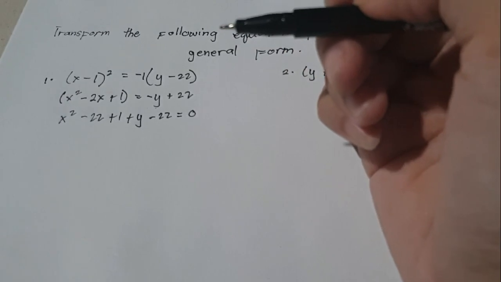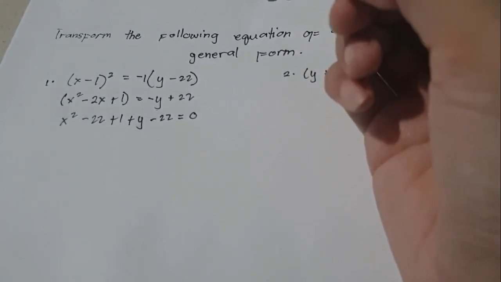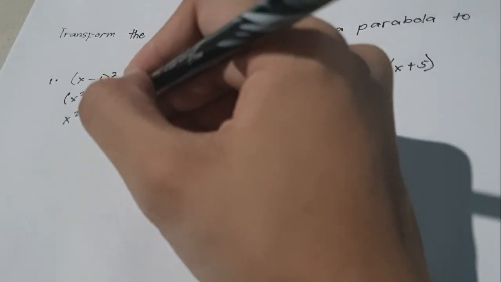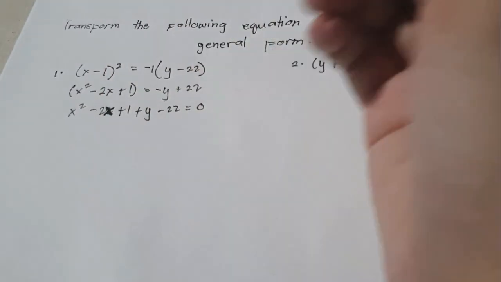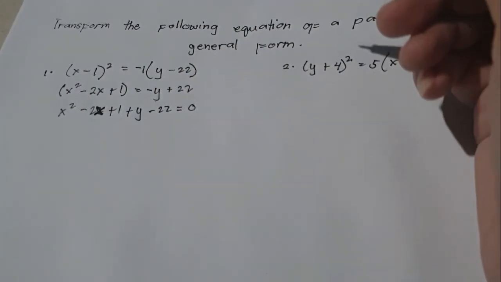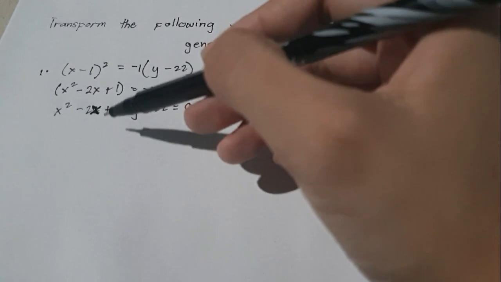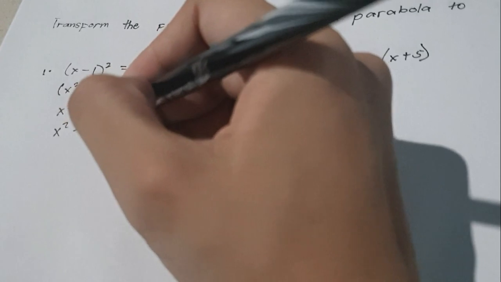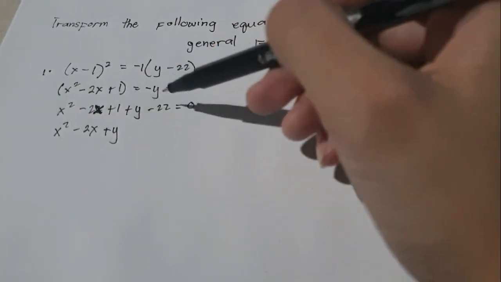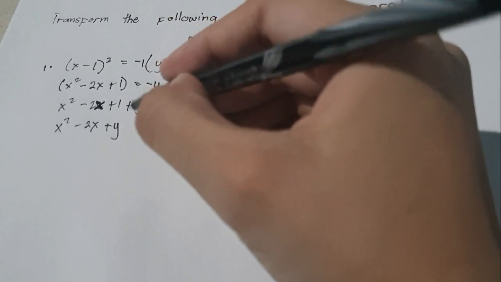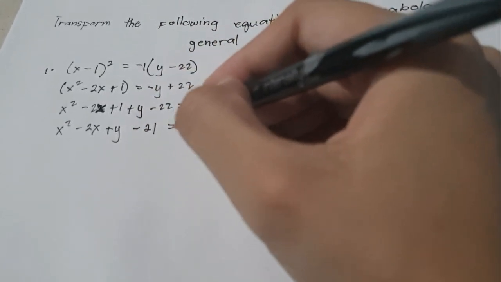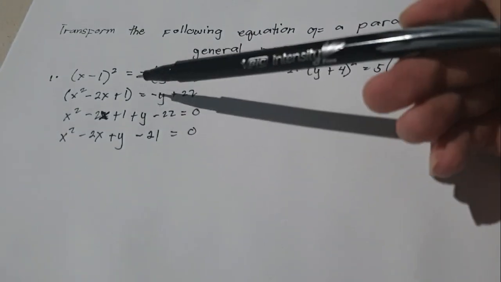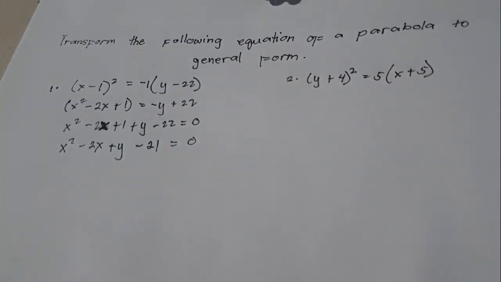And then next, simplify the equation by combining all like terms. So all the like terms in this equation are the constant terms. So we will combine the constant terms. First we have x squared minus 2x plus y, and then positive 1 minus 22, we have negative 21, equals 0. So this is now the general form of the equation of our first example. So now let's move on to the second one.